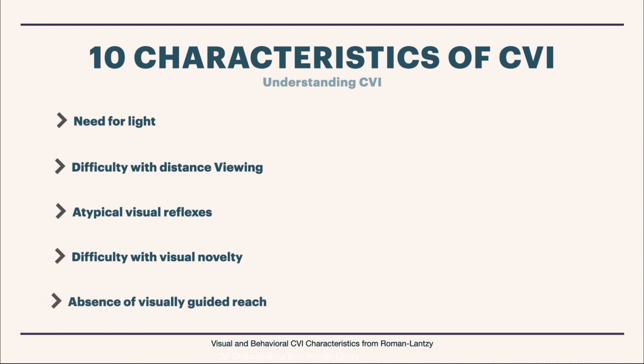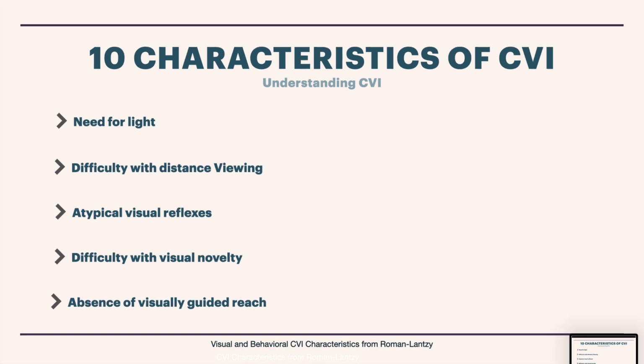And finally, we've reached our 10th characteristic: absence of a visually guided reach. As stated in Dr. Roman's 2018 text, Jan and Groenveld, as well as Milner and Goodale, and others, have found that many children with CVI have an inability to look and reach simultaneously. Further, Goodale describes this phenomenon as a lack of integration between the dorsal and ventral streams of vision. This characteristic is when we see the stereotypical look away, and reach.